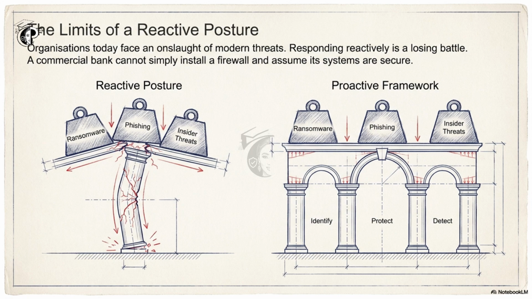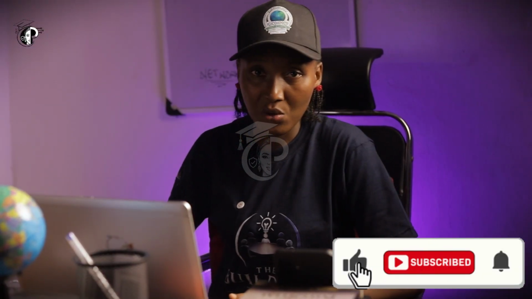Being reactive has a shaky pillar. The pillar is not balanced. You have all sorts of attacks, and this can cause a crash. But being proactive, once you are able to identify, you're able to protect, you're able to detect, automatically your pillars are standing strong. In essence, you have a good security posture. That is what this diagram is just trying to explain.